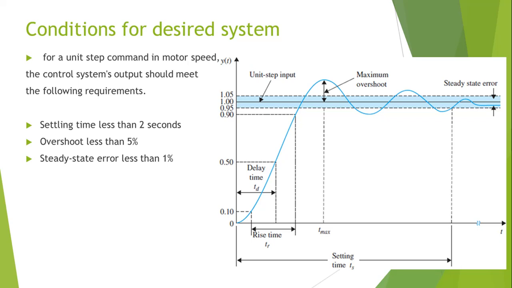In summary, for a unit step command in motor speed, the control system's output should meet the following requirements: settling time less than 2 seconds, overshoot less than 5%, and steady state error less than 1%. With the conditions in place, let's now try to analyze our system in MATLAB.